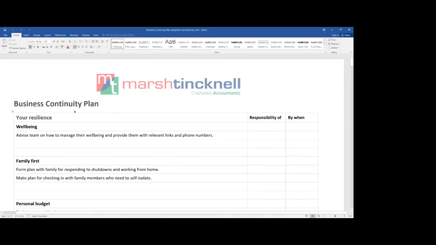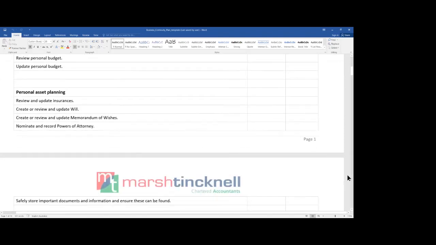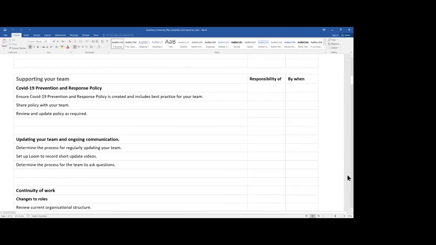So this is our business continuity plan template that we'll send to you in Word. It'll follow a very similar format to what I've gone through with you today. First, let's focus on you and your family and make sure everyone's okay there. Looking at your personal asset protection, looking at your personal budgets.